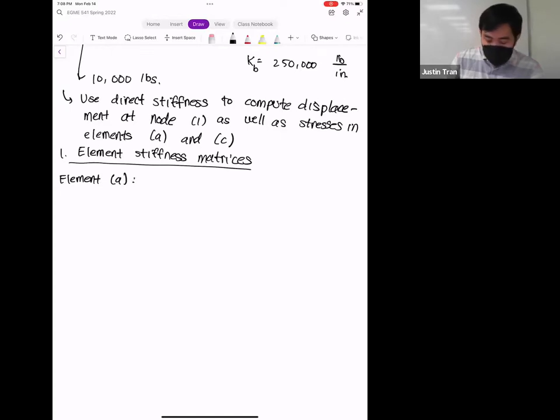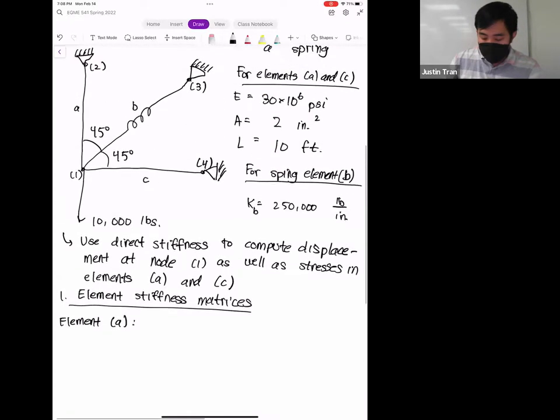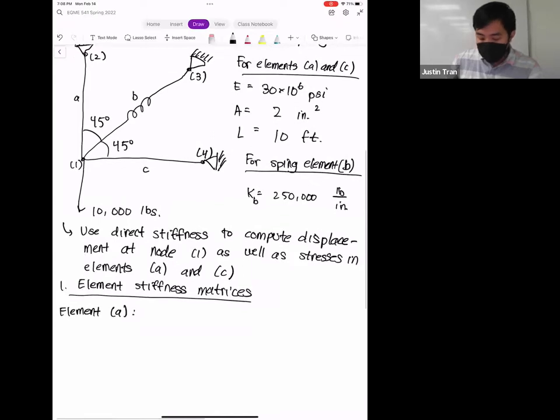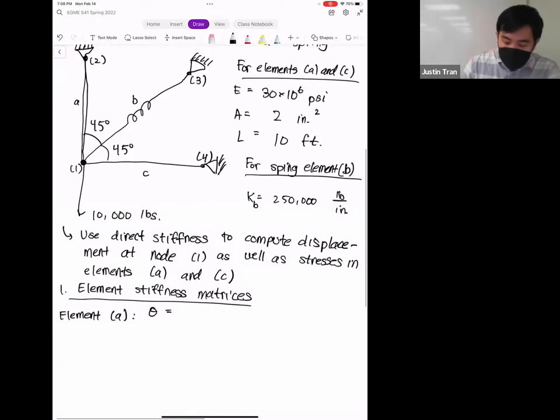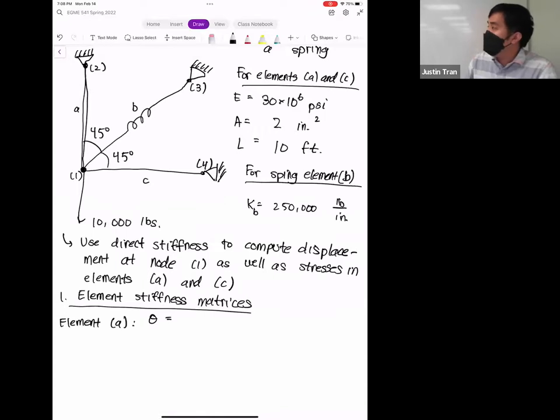And so let's go ahead and write down. So for these 2D problems, it's useful to write down the angles for each of these elements. Okay. And so for this element, it's pointing vertically upwards, right? So we have node 1 down here, node 2 up here. And it's pointing vertically upwards. And so the angle that it makes with respect to the horizontal is 90 degrees. So if theta here is equal to 90.